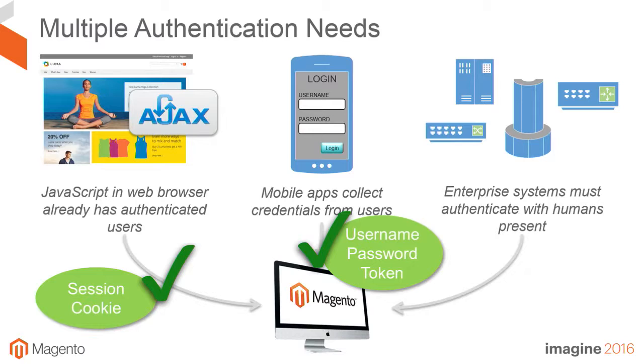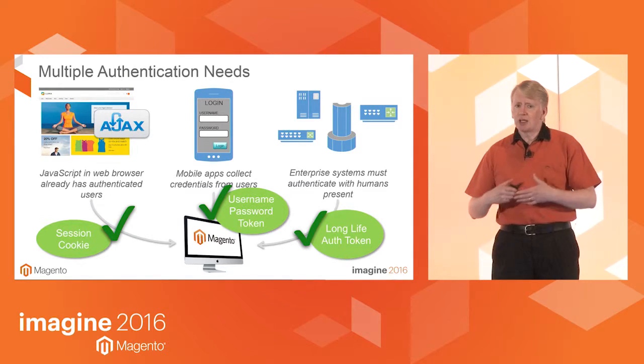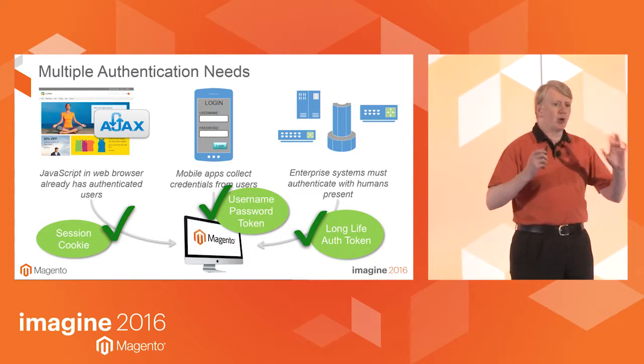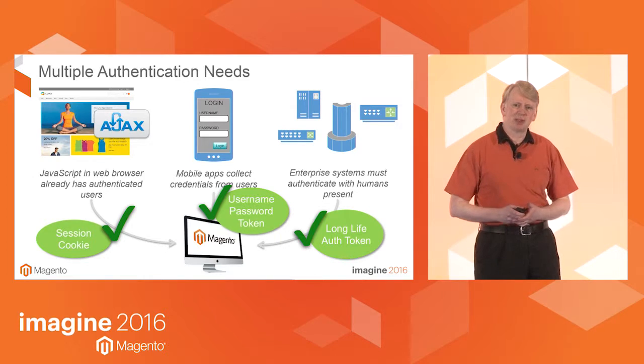The third case is if you've got more of an enterprise system. So it's a piece of software like an ERP system or something. There's no human involved, but at the same time, you've got to worry about authentication to make sure that only authorized systems can access. So for this scenario, there's a final method, which is really a long life authentication token. Now, you might have heard, oh, it's OAuth. Well, just ignore that. It's actually completely irrelevant.